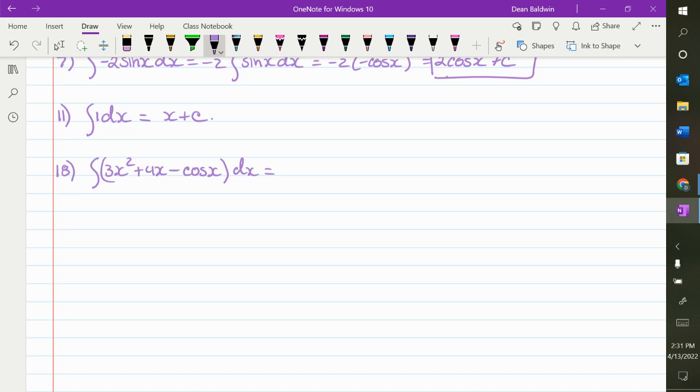I am curious to know. 3x squared plus 4x minus cos x. So even though this looks like a weird function, why are we able to do it? Because we can turn that into the integral of each of the things. Yeah, so we can just do each one separately, right?